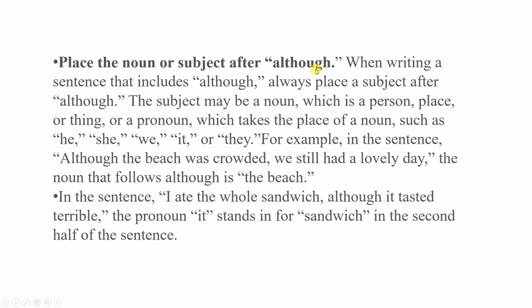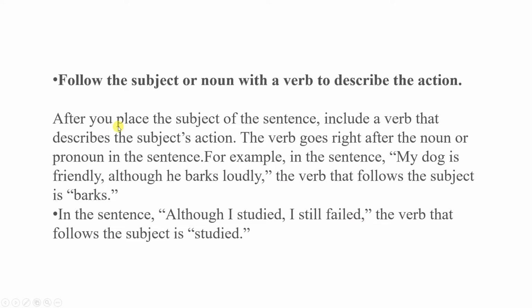Place the noun or subject after although. When writing a sentence that includes although, always place a subject after although. The subject may be a noun, which is a person, place or thing, or a pronoun which takes the place of a noun such as he, she, we, it or they. For example, although the beach was crowded, we still had a lovely day. Okay? In the sentence, I ate the whole sandwich although it tasted terrible, the pronoun it stands for the sandwich in the second half of the sentence.